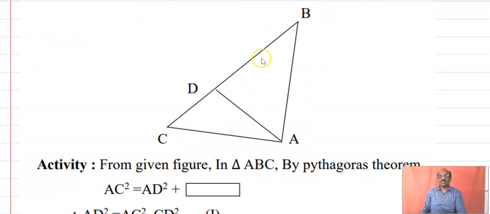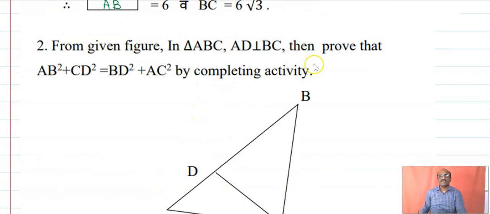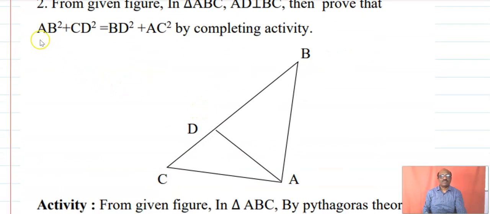AD is perpendicular to BC. Then prove that AB square plus CD square is equals to BD square plus AC square. Okay, by completing the activity.